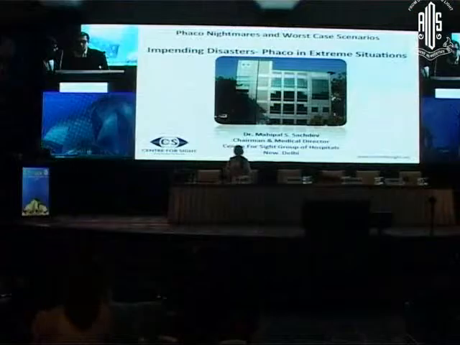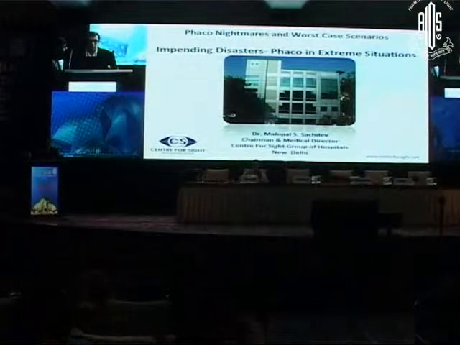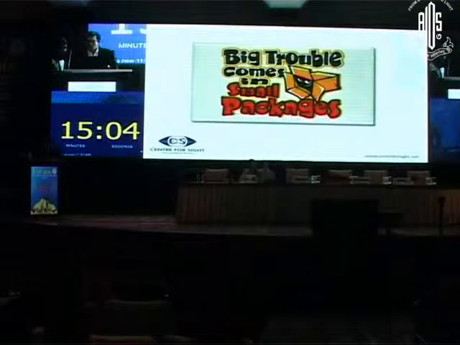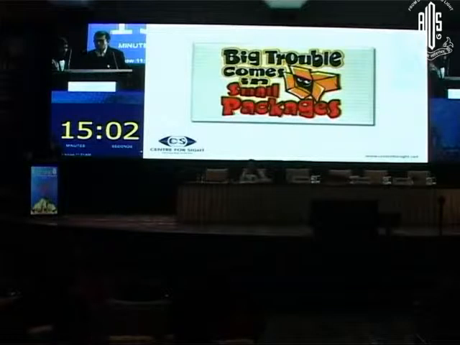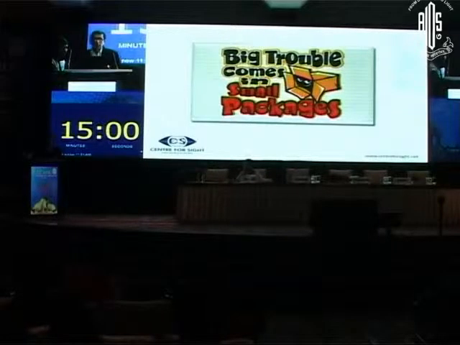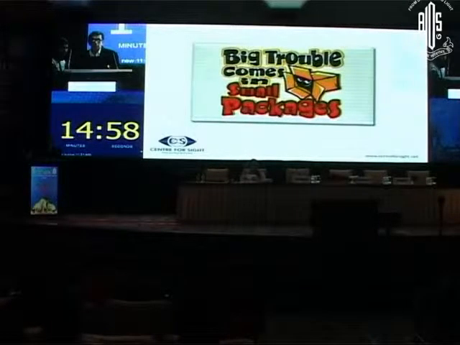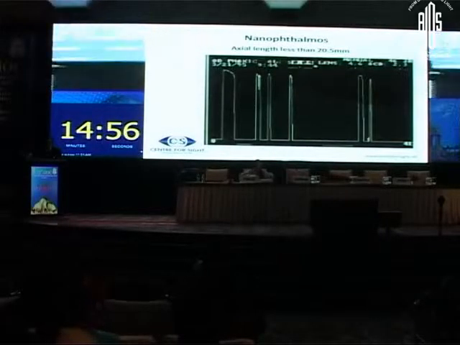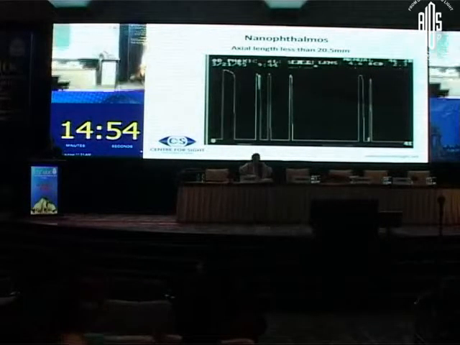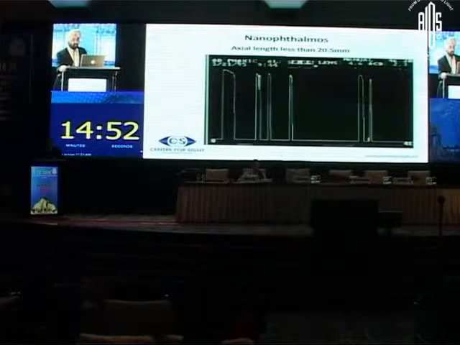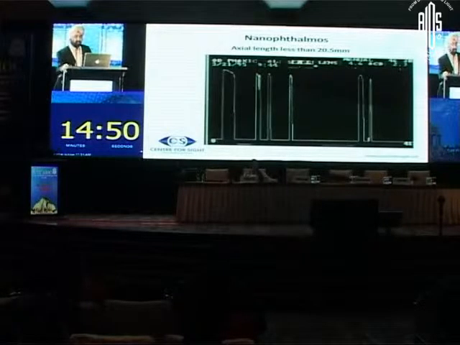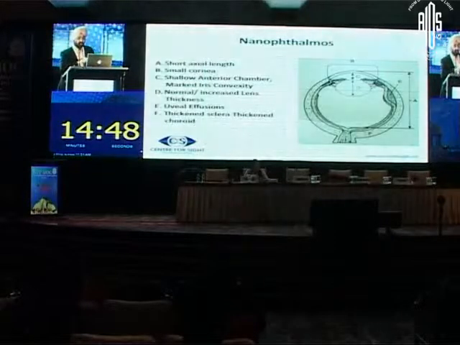I'll be talking about certain extreme situations wherein phaco is a problem. Normally big troubles come in small packages, and that is what I'm going to talk about. Nanophthalmos. If you're looking at a small eye, by definition, a nanophthalmos is an eye which is less than about 20 millimeters, and it poses certain challenges.